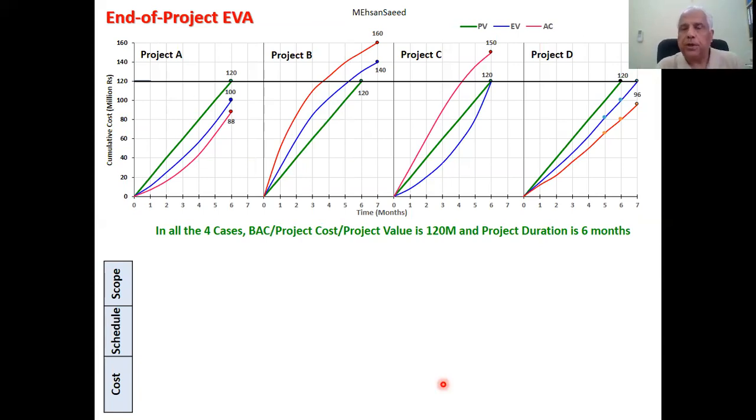Consider these 4 projects, and as indicated by the green line, all these 4 projects have the same cost-based line, same PV line, and same durations. So all these projects have a budget of 120, call it 120 million rupees. And all these projects are scheduled to complete in 6 months.